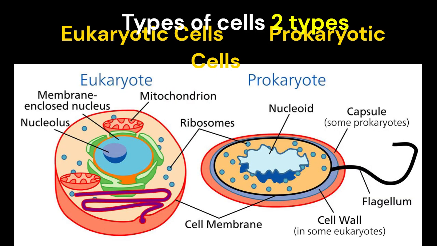Types of cells. There are two main types of cells. Prokaryotic cells. Without a true nucleus, these cells lack a membrane-bound nucleus and are typically small and simple in structure. Examples include bacteria and archaea. Eukaryotic cells. With a true nucleus, these cells have a membrane-bound nucleus and are typically larger and more complex in structure. Examples include plants, animals, fungi, and protists.